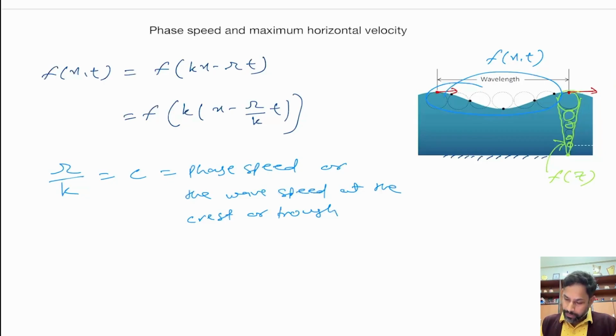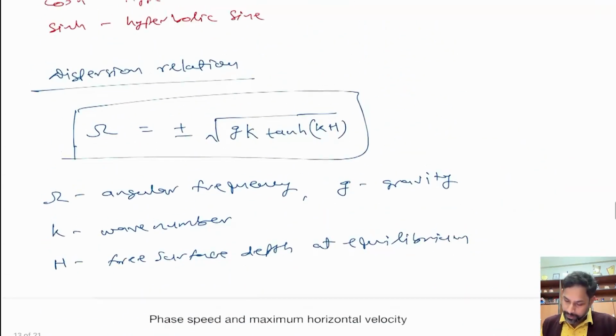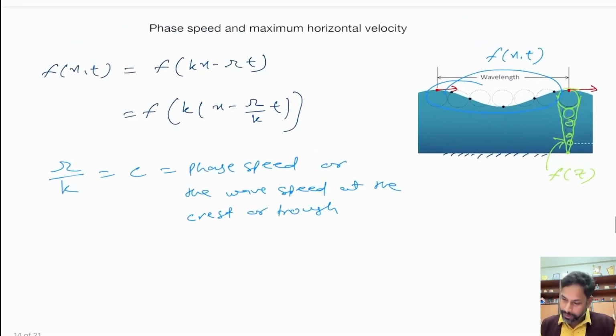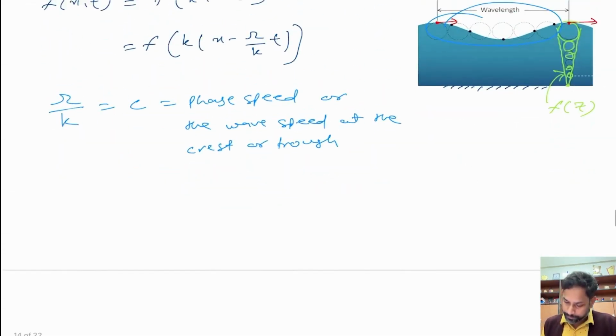So based on the equation that we have derived, that is the dispersion relation, which I can copy from here, we can try to find the relation between the phase speed and the depth.